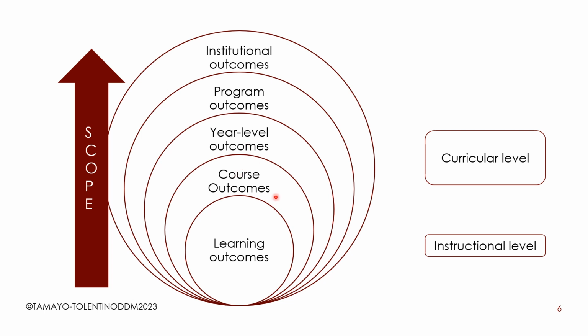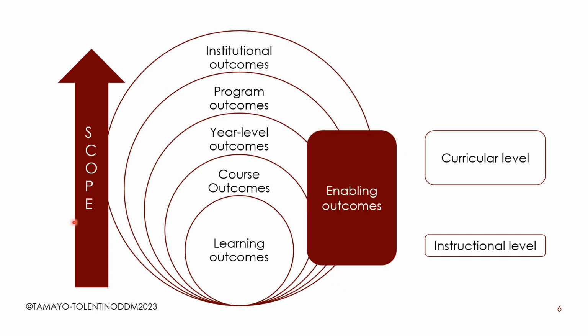Because of the learning outcomes and the course outcomes nature as intermediate outcomes or enablers, they can also be called enabling outcomes. Year level outcomes are enabling outcomes also because put together, they should promote the achievement of the program outcomes. Fortunately, program outcomes have already been decided by CHED. It has been decided by CHED for us.